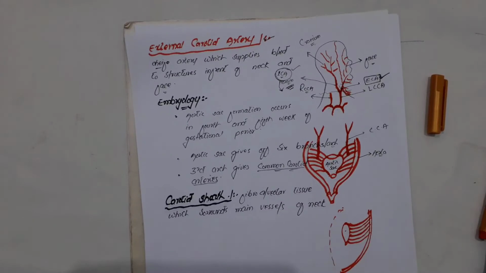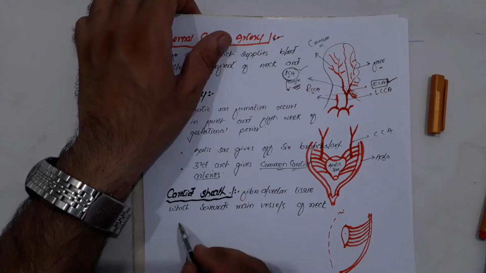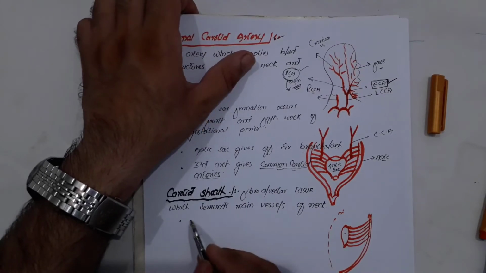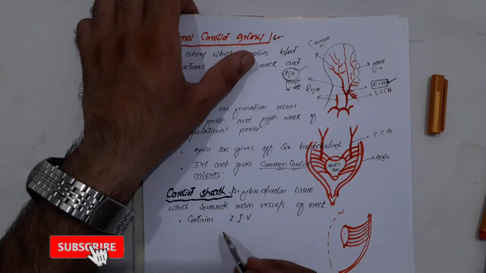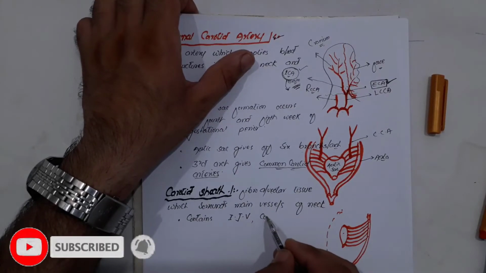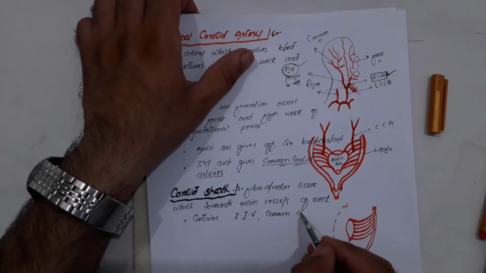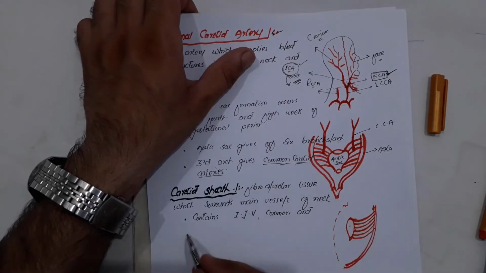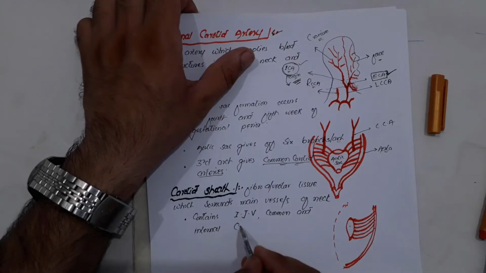Now I will draw the diagram, then I will show the main vessels also. What does this carotid sheath contain? It contains the internal jugular vein, and the common and internal carotid arteries.